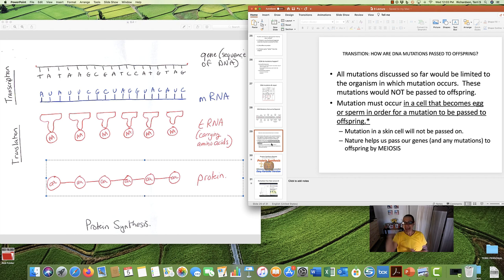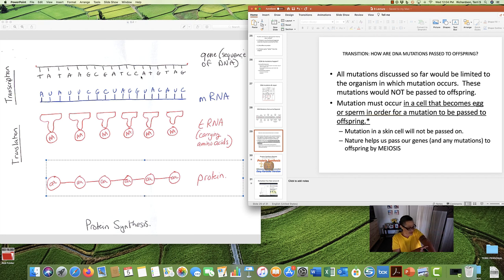So now we want you to close this last slide by transitioning to think about this. If you have a gene that mutates in your skin cell, your hair cells, your fingernails, your elbow, your brain, are you going to pass that mutation on to your offspring? Well, what is it that you actually pass on to your offspring, your kids? You give them your sperm or your egg. So, a mutation in a gene must happen in a cell that will become egg or sperm in order for that mutation to be passed to your kids.